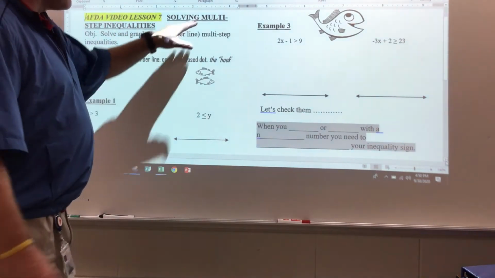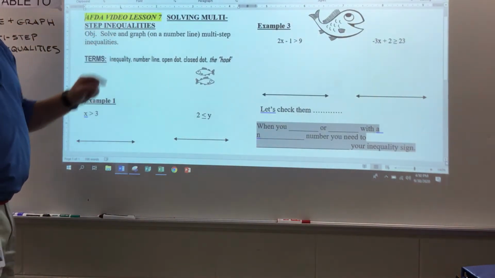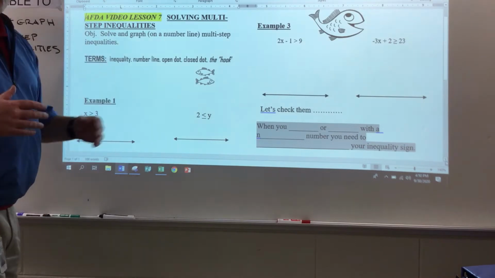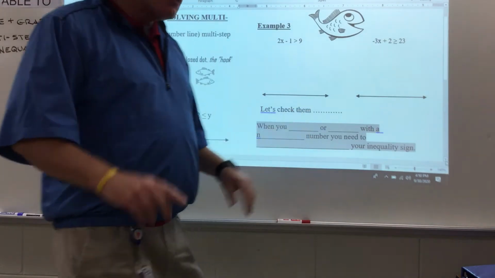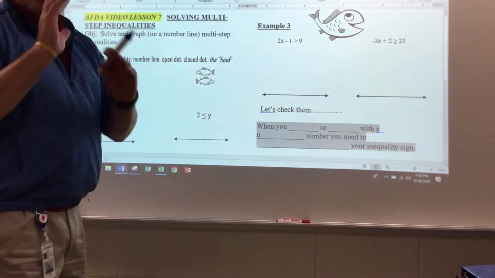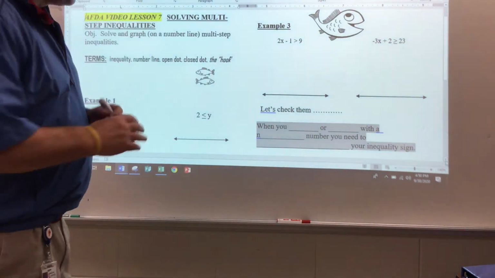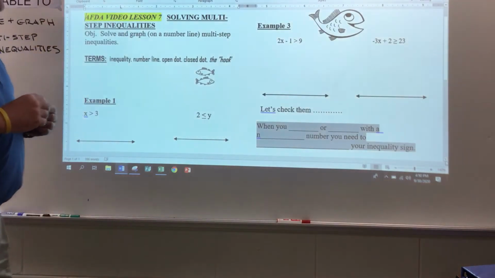Today we're going to be solving multi-step inequalities, and we're going to be graphing those on a number line. That's going to be one dimension graphing is what we're going to do. So you're not going to graph like you were with the Desmos in 2 dimensions. We're just graphing in 1 dimension today.